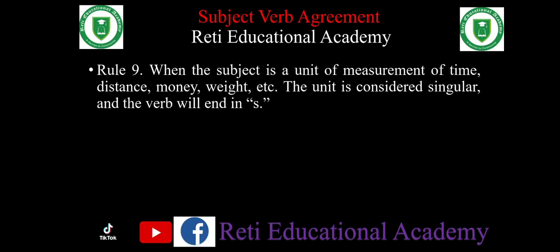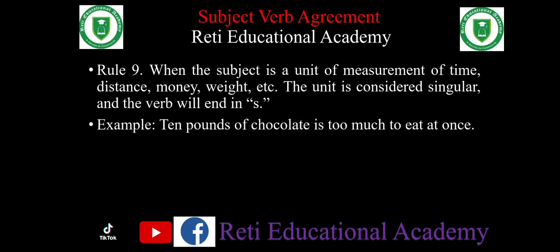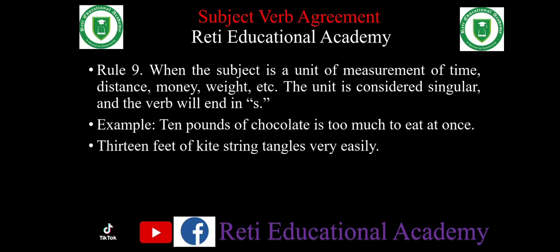Rule number 9: when the subject is a unit of measurement of time, distance, money, weight, etc., the unit is considered singular and the verb will end in S. Example: 10 pounds of chocolate is too much to eat at once. 13 feet of kite string tangles very easily. Write your examples now, please.